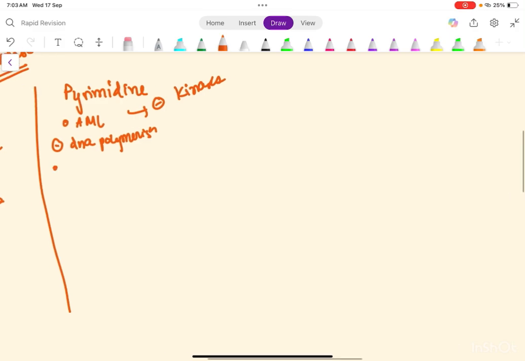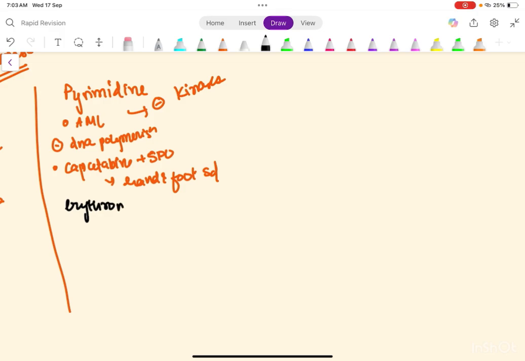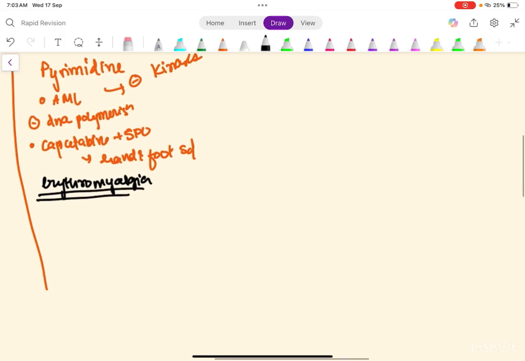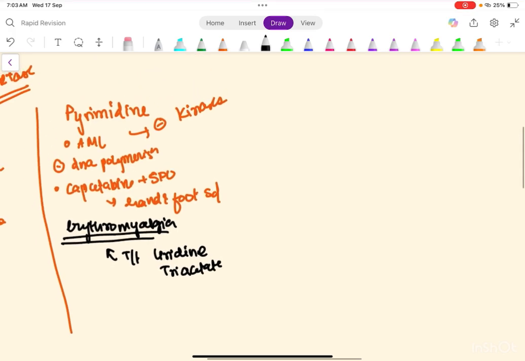And in this there's one thing, that capecitabine and 5-fluorouracil cause hand and foot syndrome. Now what do you mean by this hand and foot syndrome? Basically there is erythromelalgia. There is tingling and numbness of the hands and feet, and there is pain and erythema, and this is treated by uridine triacetate. Okay, then coming on to the next class of drugs.